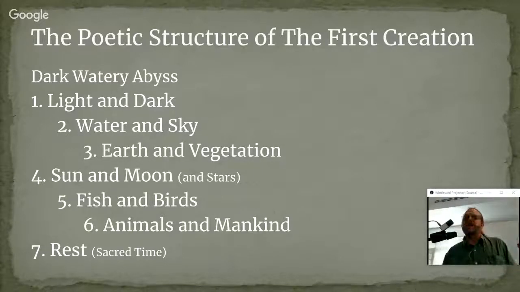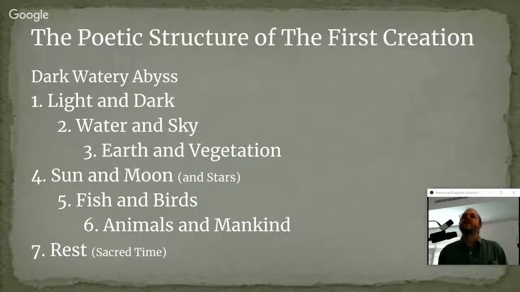So the refrains have a poem. 1, 2, 3 has 2, then 4, 5, and then 6 has 2, and they each line up with what happens and moves within the other. The other thing that happens is on day 6, the animals and mankind are told to eat the vegetation. They're commanded to be vegetarian.